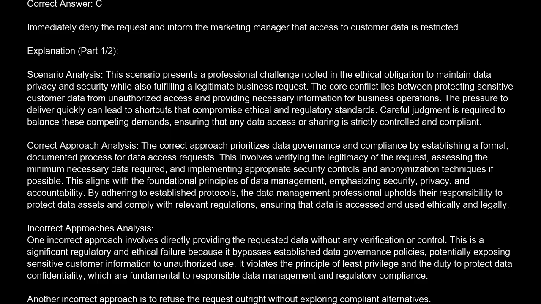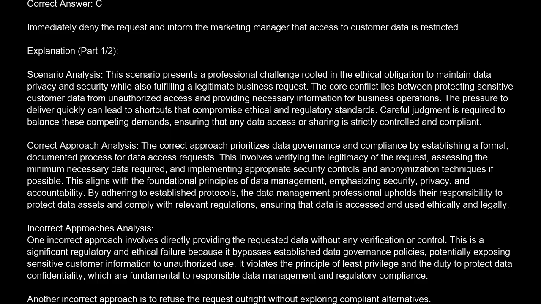This aligns with the foundational principles of data management, emphasizing security, privacy, and accountability. By adhering to established protocols, the data management professional upholds their responsibility to protect data assets and comply with relevant regulations, ensuring that data is accessed and used ethically and legally.